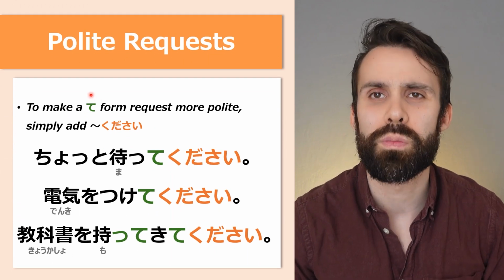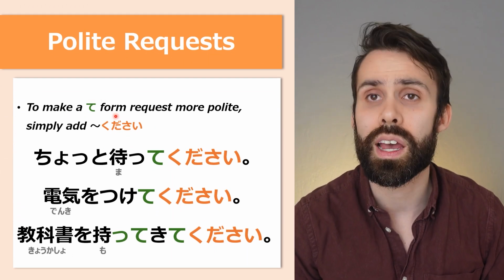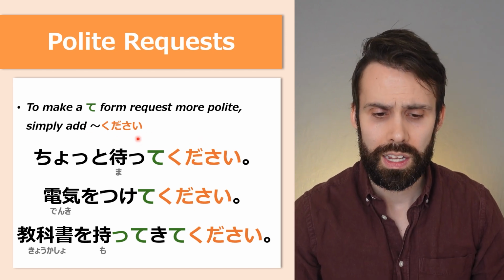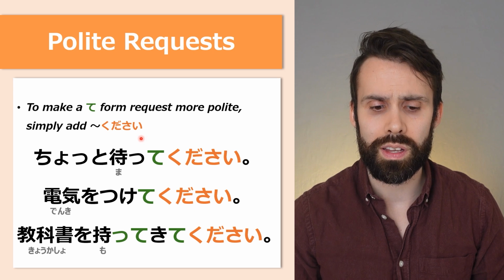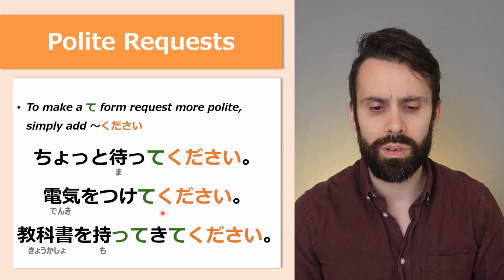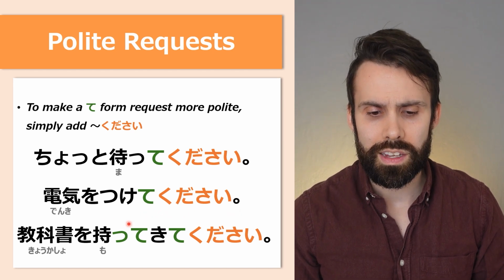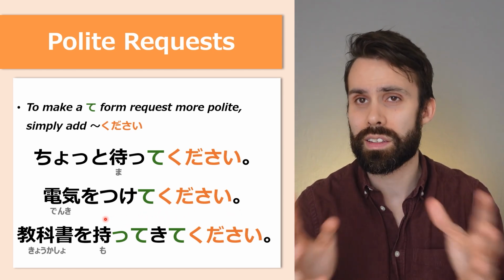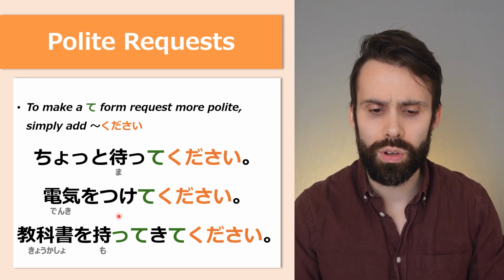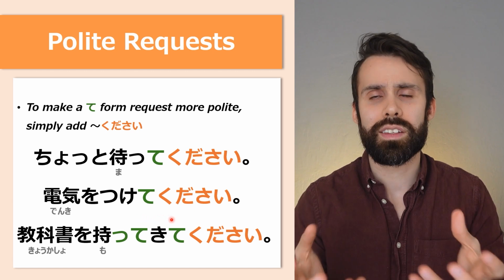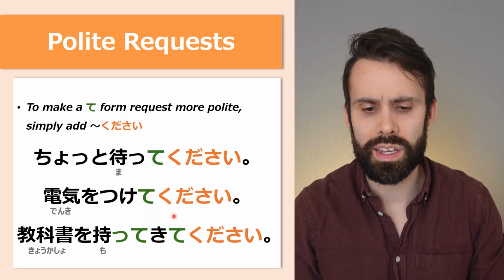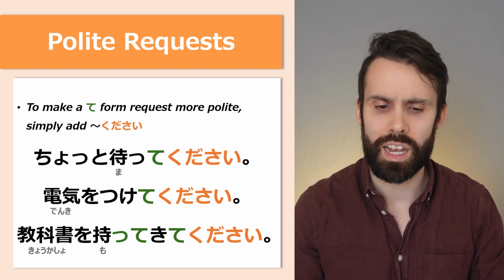Polite requests. In order to make this a little bit more polite, we simply add kudasai to the end of the te form. So ちょっと待ってください, please wait a bit. ちょっと meaning a bit. 電気をつけてください, please turn on the lights. 教科書を持ってきてください. Here we have a double te form connecting the verbs: 持って, from 持つ, to have, and 来る becomes 来て. So have it and take it with you when you come. Please bring the textbook with you.